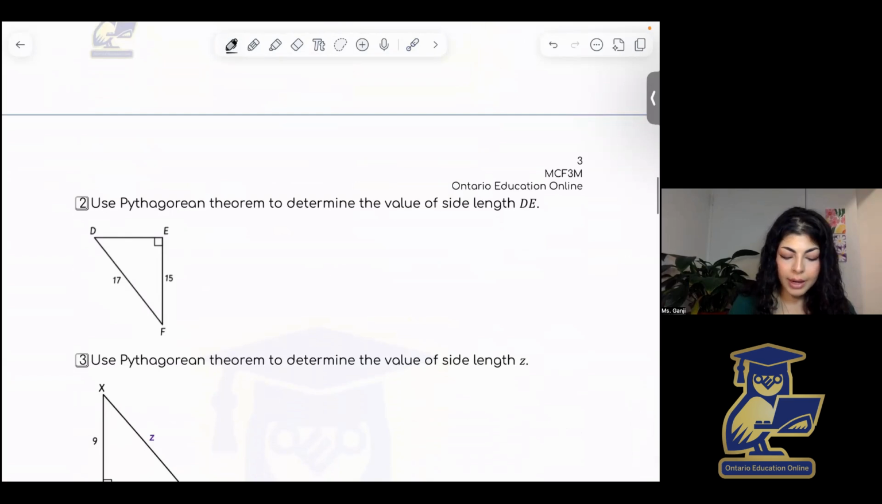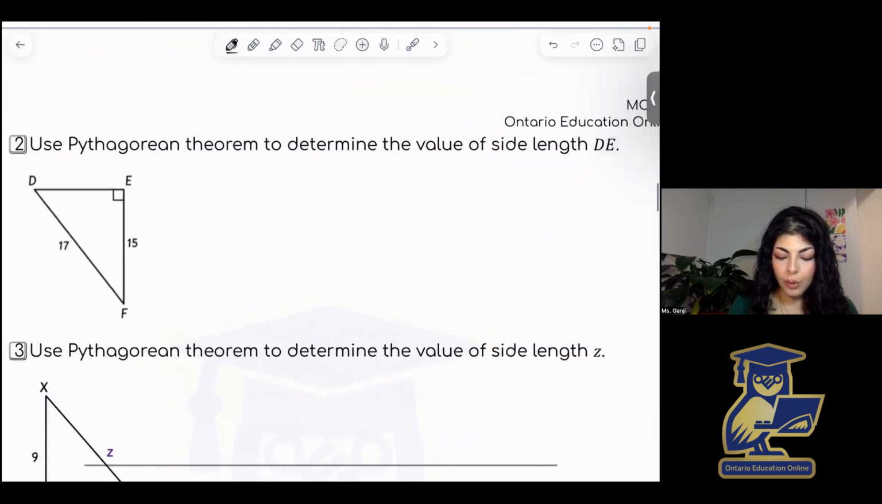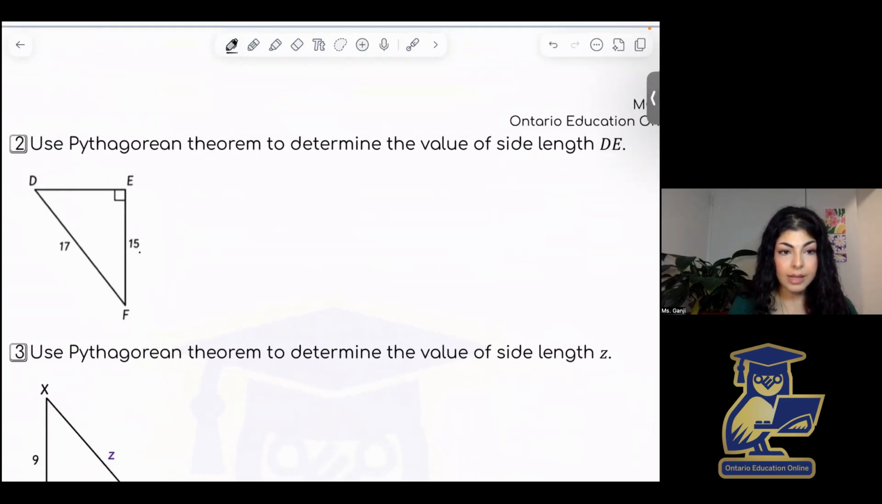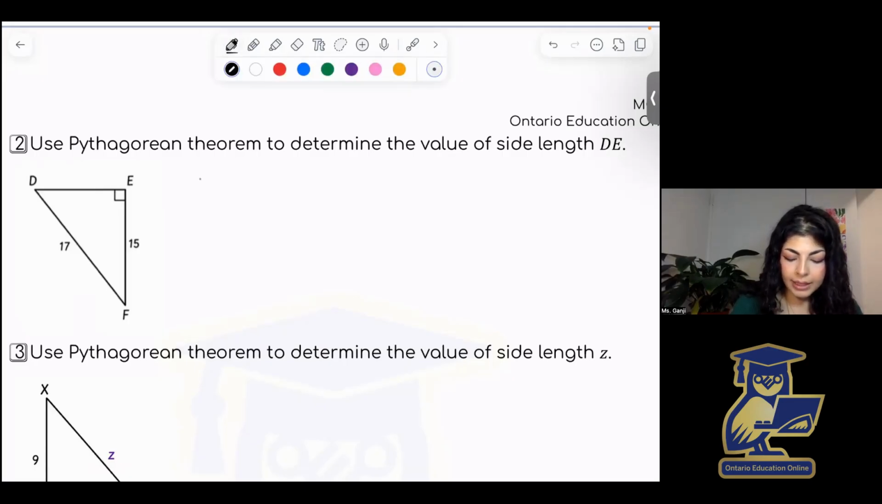Now, in this next one, here we also have the one side length and the hypotenuse. So we're again solving for one of the side lengths, which is DE in this case. So you have one option here. You can either use DE, or because this is vertex F, I can label side length DE be equal to F.